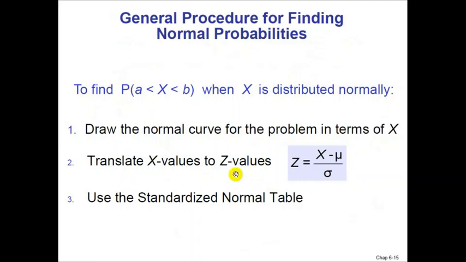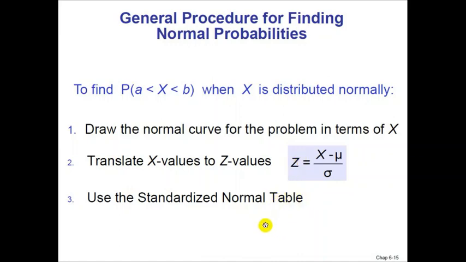Second, you need to translate the X value to Z value. So there are usually two types of question. The first type is you are given the X value, you need to convert to Z value so that you can read from the standard normal distribution table. In the next section, we will learn that when you are given the Z value, how to find back this X value. So don't worry, now we go for the X value given, how to find the Z value. Third, you use the standard normal distribution table to read the probability value after you get your Z value.